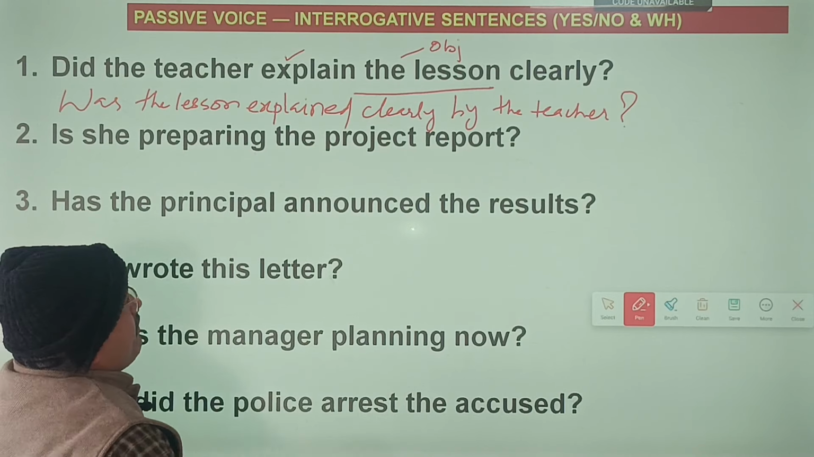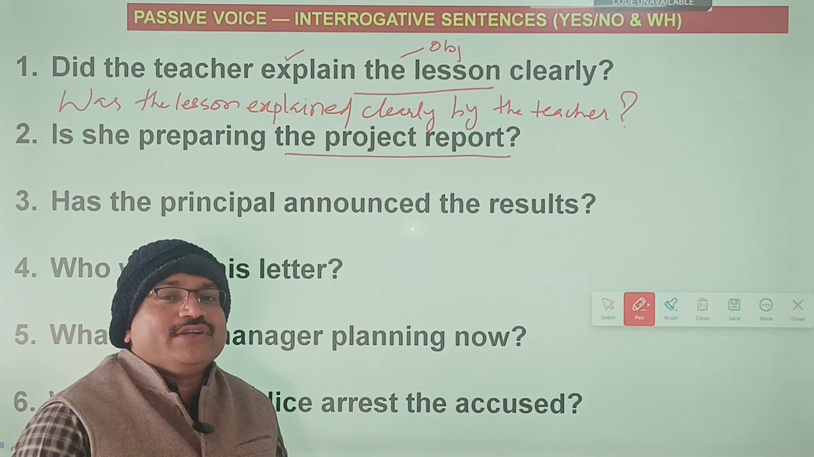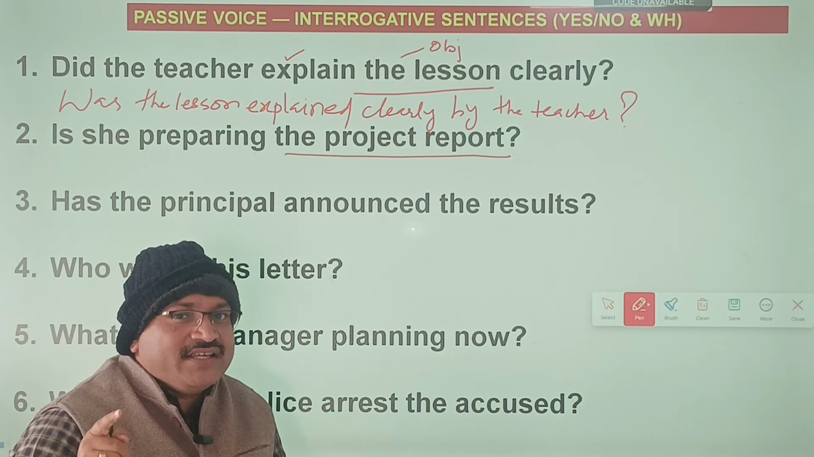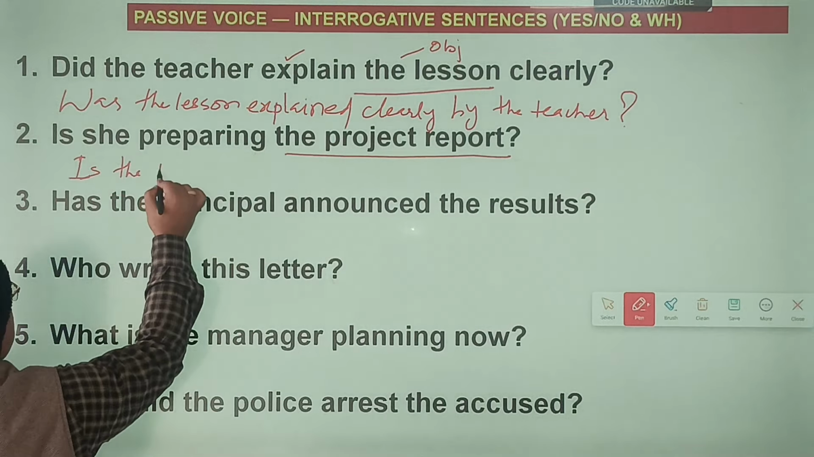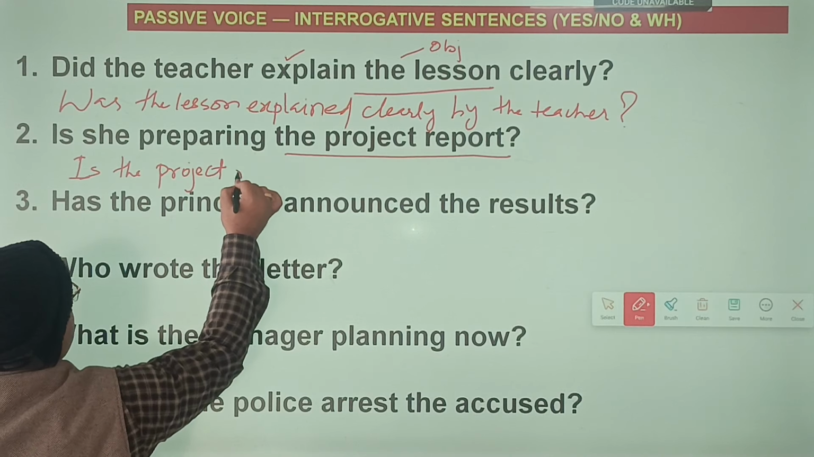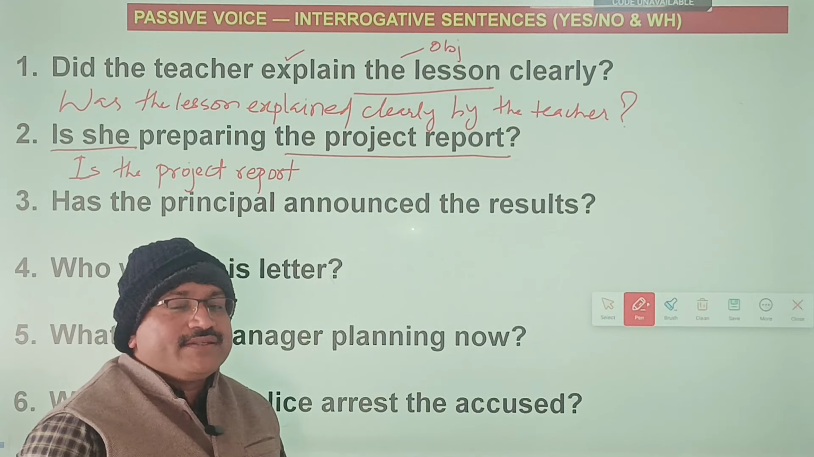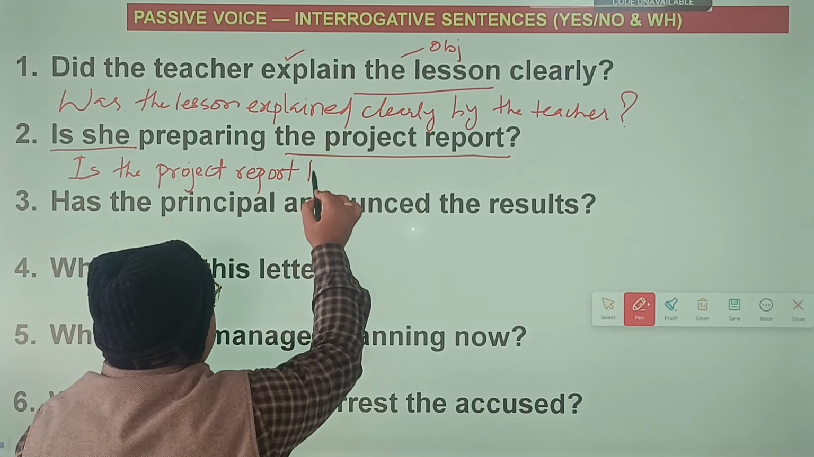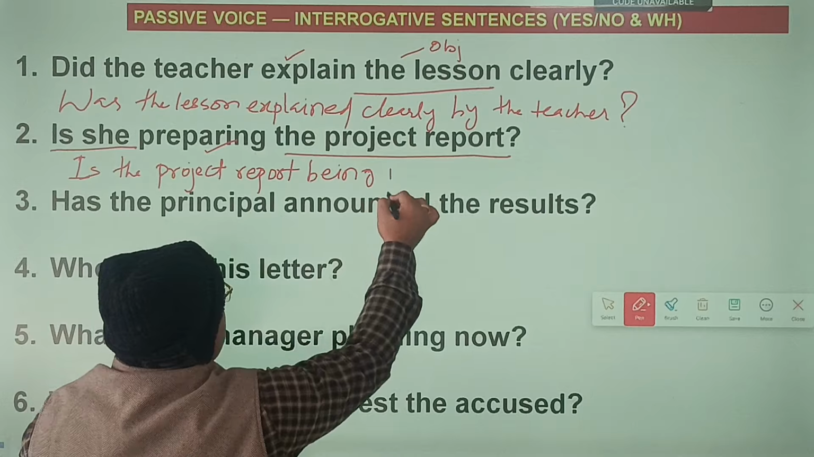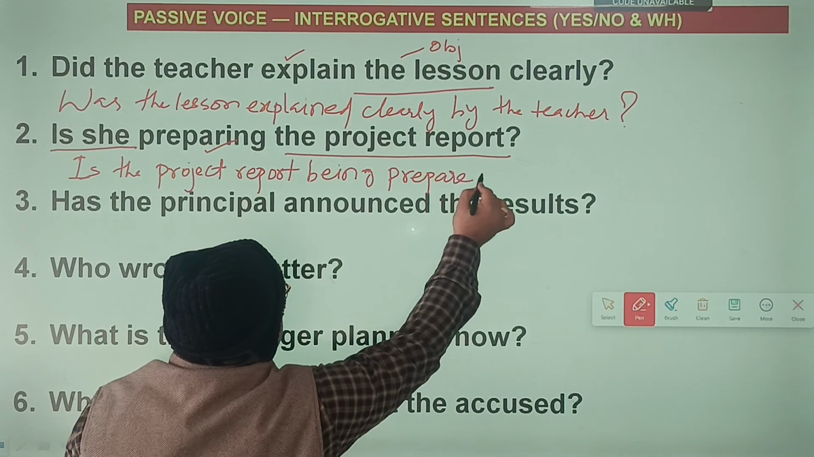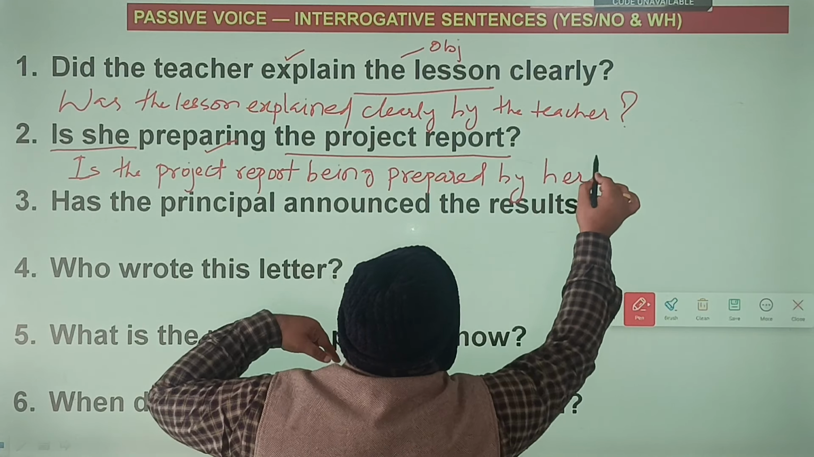Is she preparing the project report? The object here. Now, what is the tense? Tense is present continuous. Is plus BEING, remember? So, the project report, it's singular, is the project report. Yes or no? Now, this is continuous tense. Continuous tense, what do we use? BEING. Being, remember. Is the project report being prepared. Will change into what? Prepared. B3. Prepared by. She will come at object's place. By her. Yes or no?